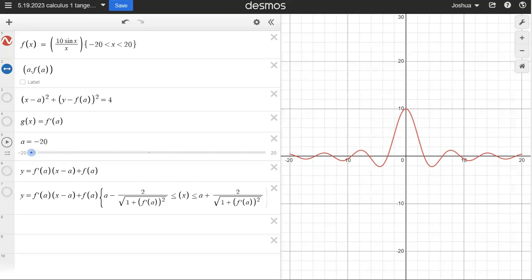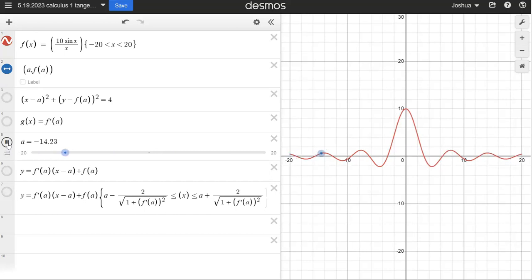So here I'm using the function f of x equals 10 sine x upon x. And to create the floating point that's tracking the function, I use the point a comma f of a, a being a slider point here. If I hit play on the graph, you can see this blue dot going down the function string from -20 to 20.